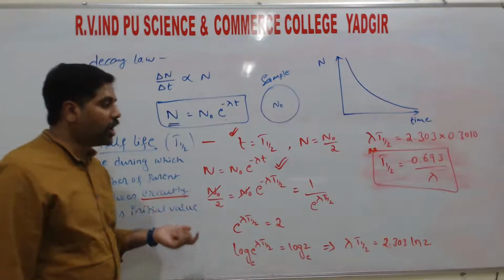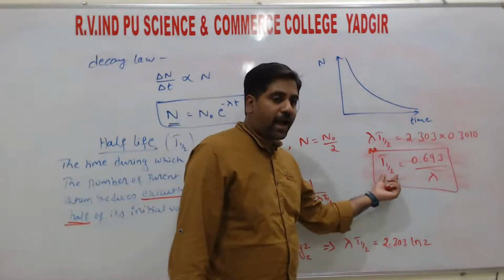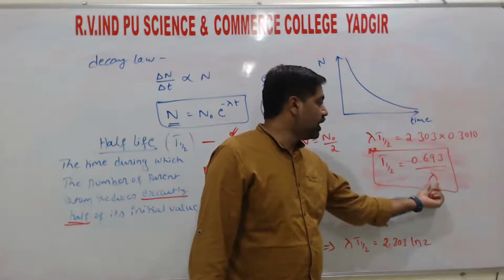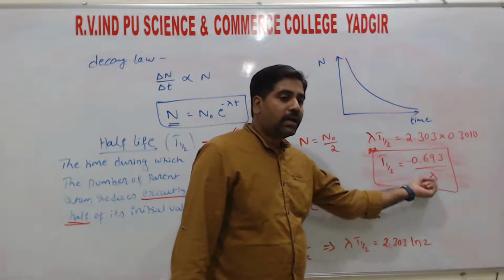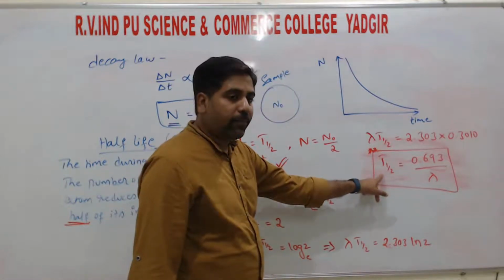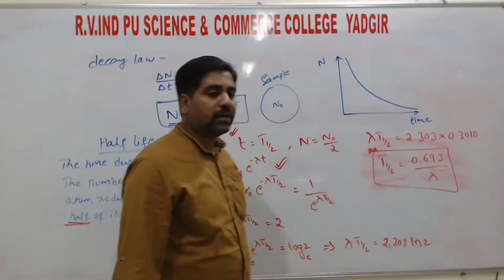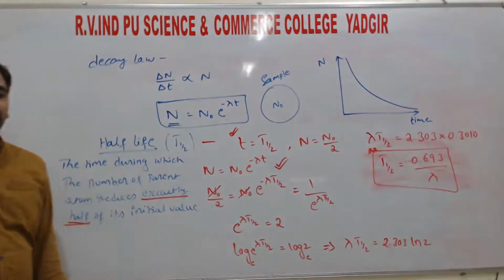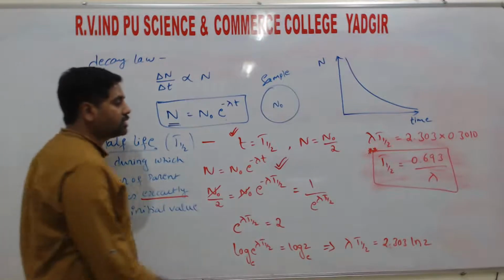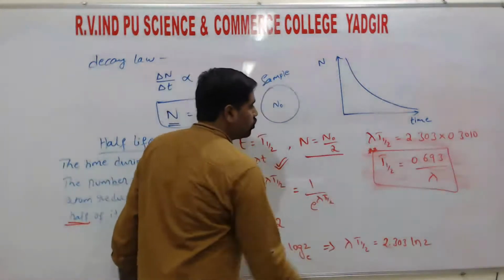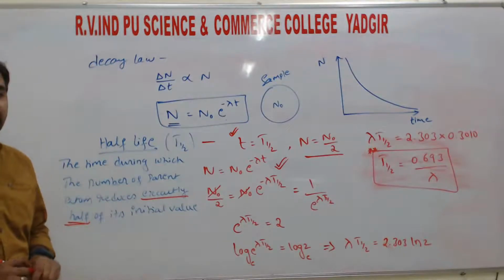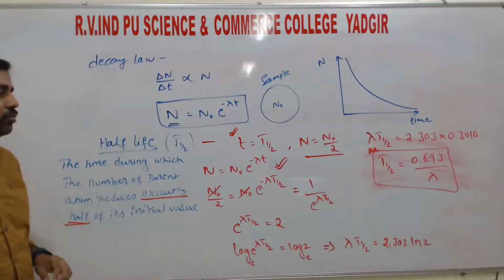So for any radioactive sample, the half-life is standard, that is T half equals 0.693 by lambda, where lambda is the decay constant. So the half-life depends on the decay constant, that is lambda. Right? So this is about the half-life. The main condition is N equals N naught by 2, that is exactly half of its original value.